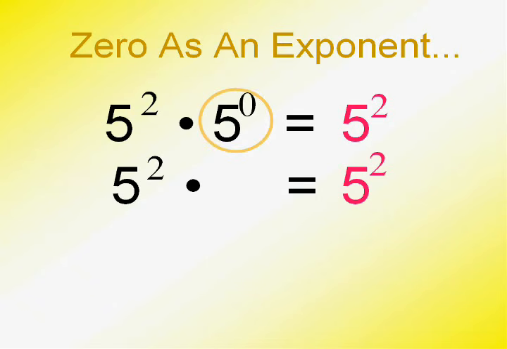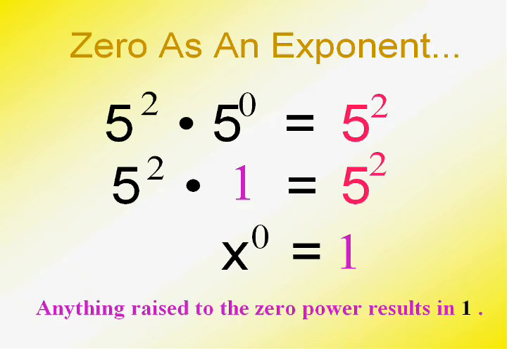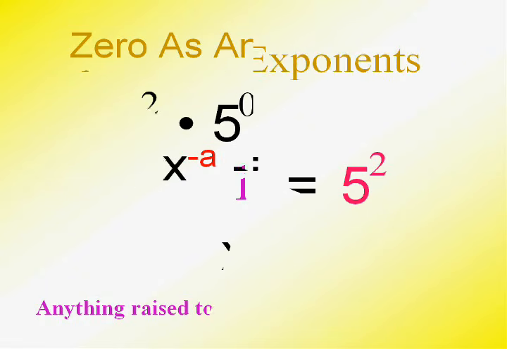5 to the 0, in this case, must equal 1, right? Because you'd have to multiply 5 to the second by 1 to get 5 to the second. And it has to follow the rules. So 5 to the 0th is 1. Not 5 to the 1th, it's 1. And in fact, any number to the 0 power has got to result in the value 1.